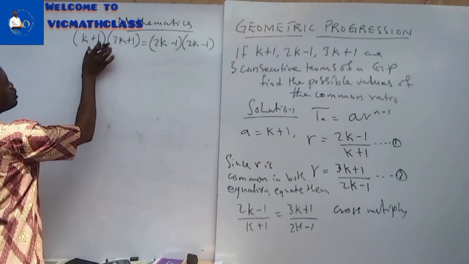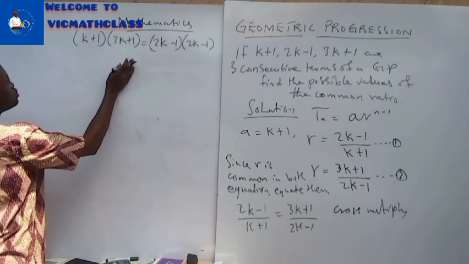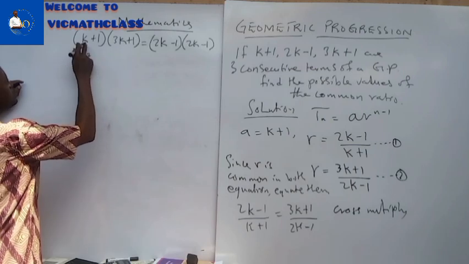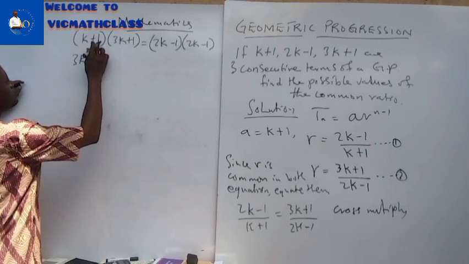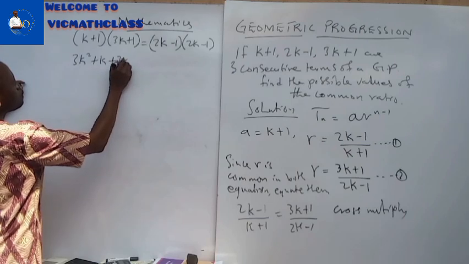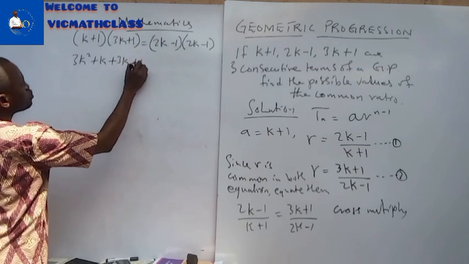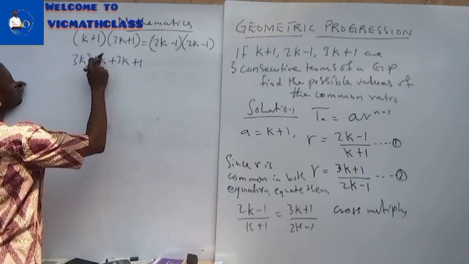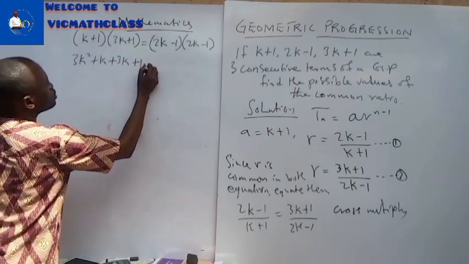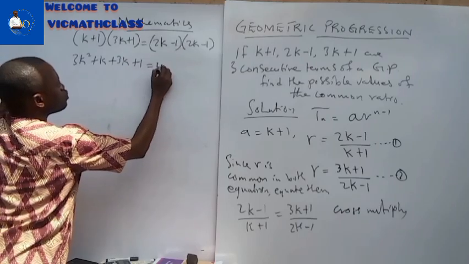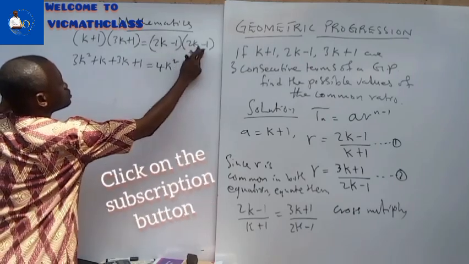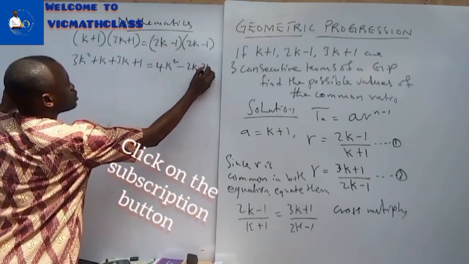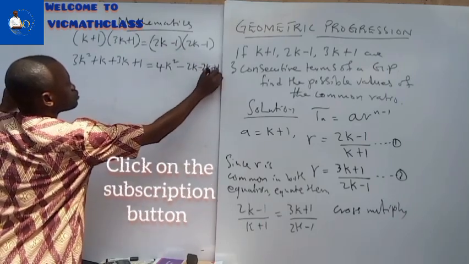Had it been that we have something that is common here, we can cancel out in both sides. So this and this will give me 3k squared. This and this will give me plus k. Then 1 times this will give me plus 3k. Then 1 times this will give me plus 1. Equals to this into this is 4k squared. This into this minus 2k, then this into this minus 2k, then this into this plus 1.